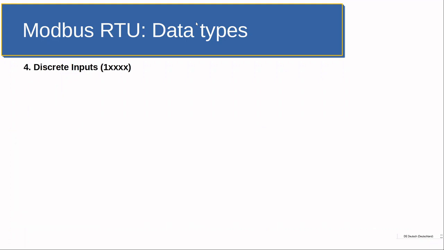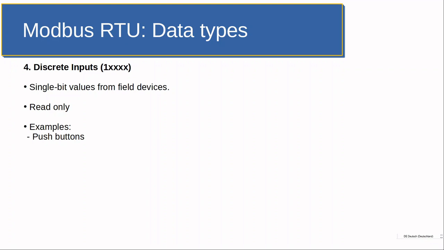Then we have the discrete inputs. The discrete inputs are also single bit values from field devices, so they can be either on or off, but they cannot be written, they are read only. We read those values from the field devices, and typical examples are push buttons, switches, or proximity sensors, which can tell us, for example, an object is detected or not detected.